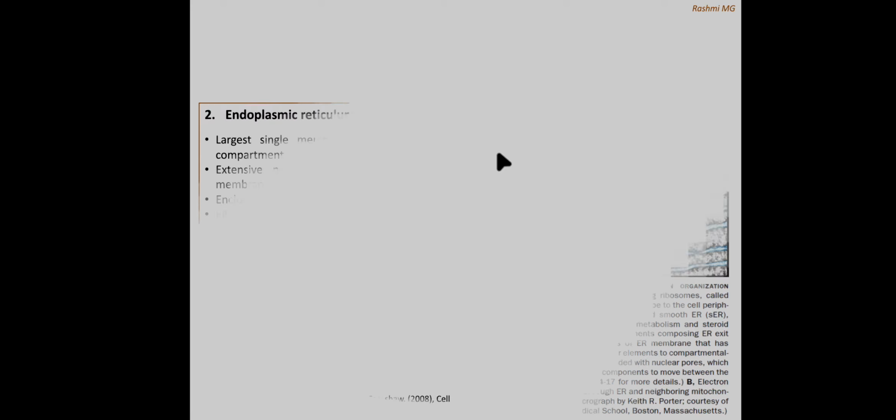So endoplasmic reticulum which is embedded with the ribosome is known as rough endoplasmic reticulum. Rough endoplasmic reticulum is responsible for protein synthesis, and also it helps in the transport of proteins. It also helps in the modification of proteins. So let's see the further functioning of endoplasmic reticulum.